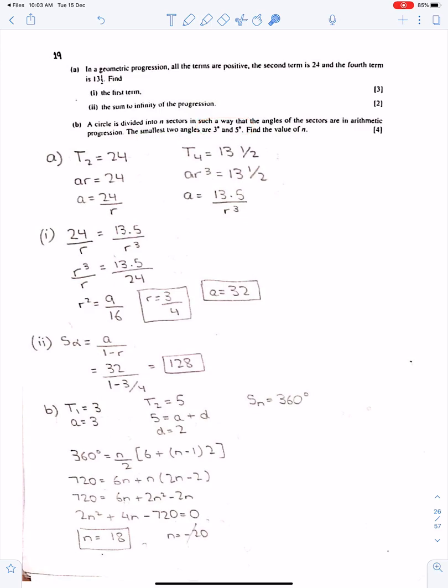This is so simple because you know Sn is 360 degrees. By using this formula with A as 3 and D as 2, we can easily get the value of n. Just this equation is important: Sn is 360 degrees.